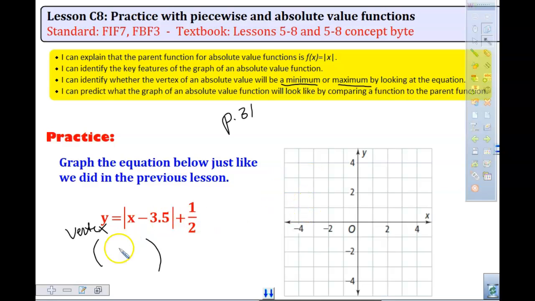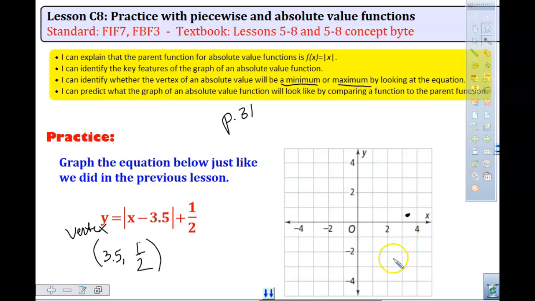Yeah. 3.5. Yep. And 0.5 or 1/2, right? Okay. So I'm going to go over to 3, 3.5, and then 1/2 right here in the middle, right?